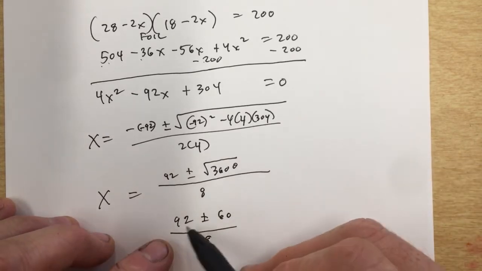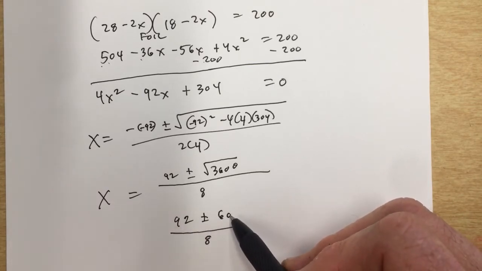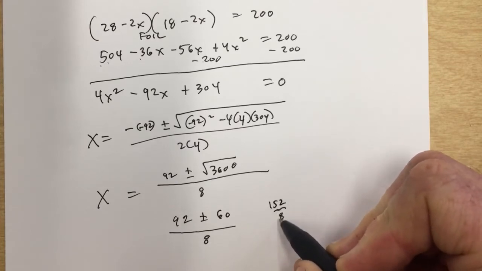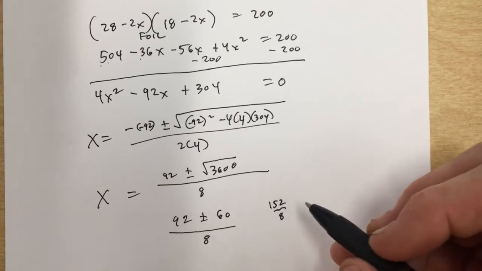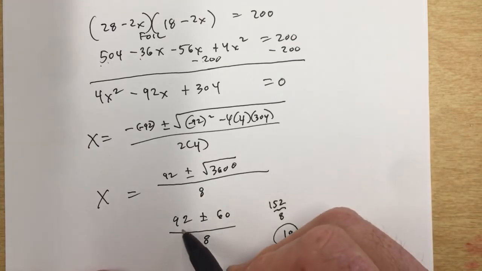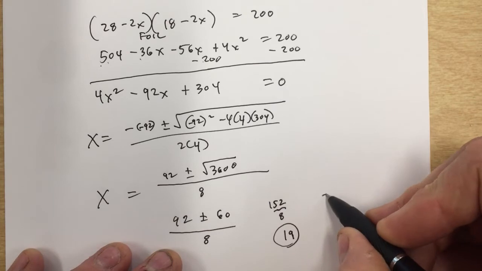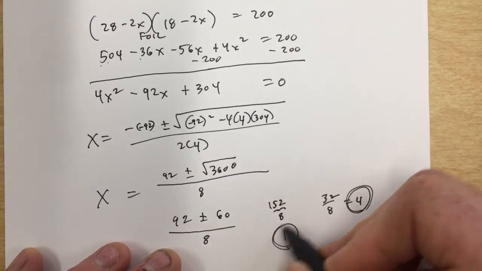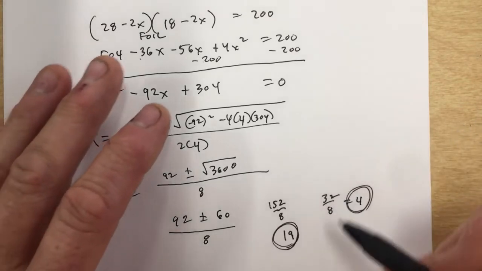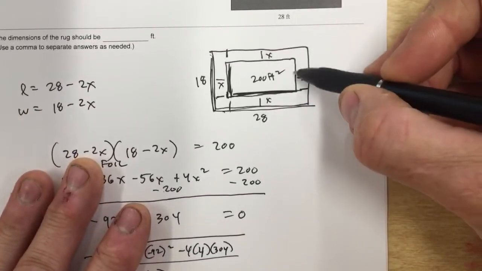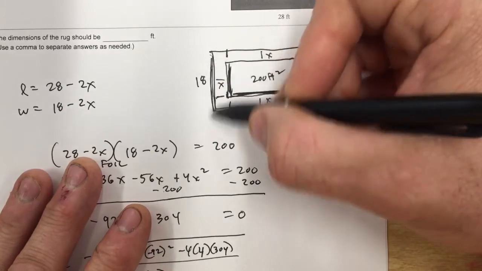All right, so if I do 92 plus 60, that's 152. 152 divided by 8 is 19. All right, 92 minus 60 is 32, divided by 8, which would be 4. There's my two answers. But here's the thing. That's the space between the rug and the wall here. And I can't have 19, because this width right here is only 18.